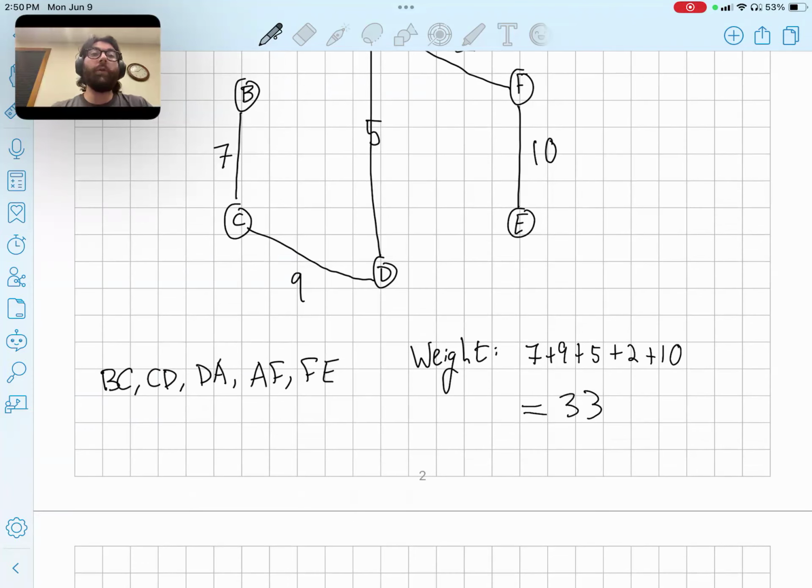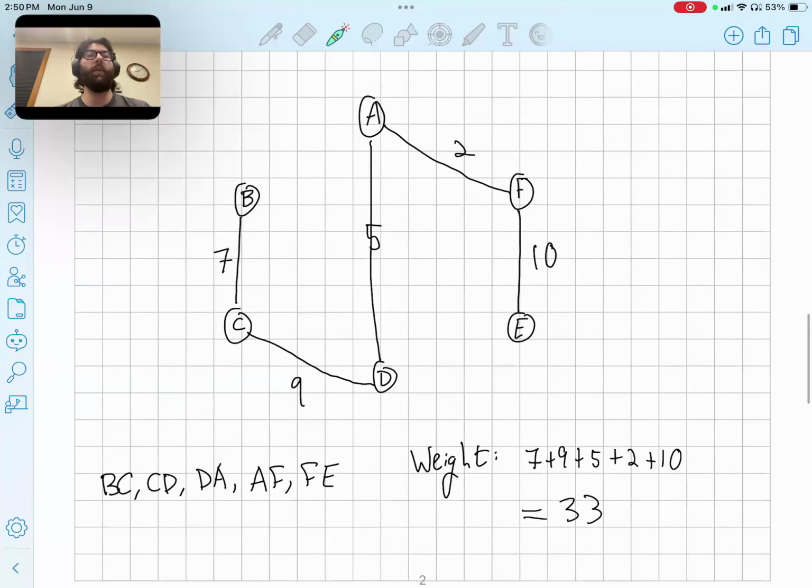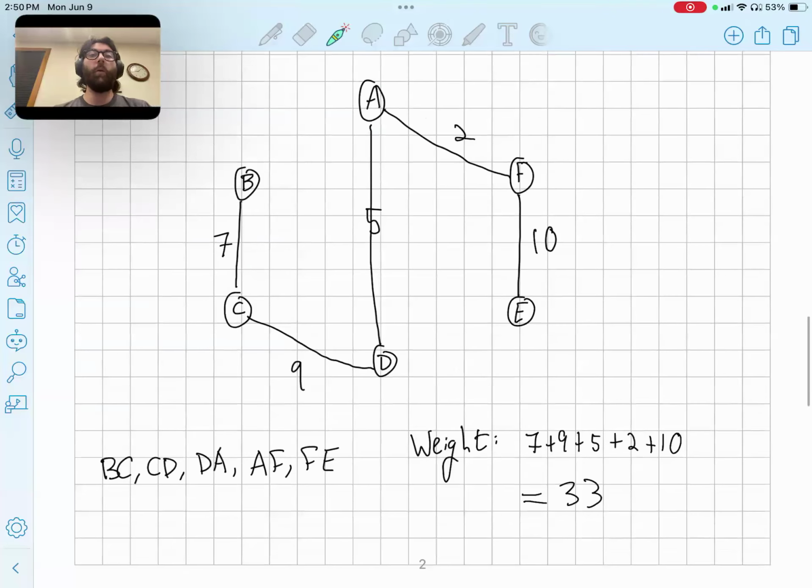Again, we don't know if this is optimal, but we do know that it's not as bad as it could possibly be because we're avoiding really expensive edges like this 30 or this 21. We're avoiding really expensive ones and focusing on the cheapest ones first. Okay. So hopefully you get a better feel for this algorithm.